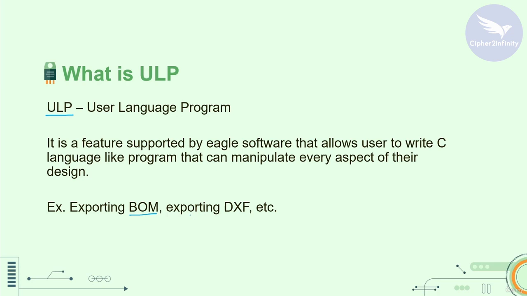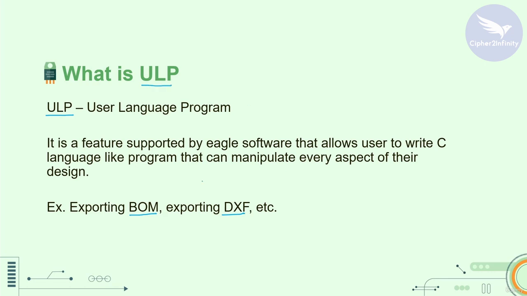And then the second example of a ULP is exporting a DXF file. I showed you the process to export the DXF file in the Eagle software, and the same thing you can do with the help of a script. So there will be a script for exporting the DXF file, and if we run that script, then the DXF file of our layout will be exported. Okay. So I hope that from this discussion, you got a little idea about ULP.